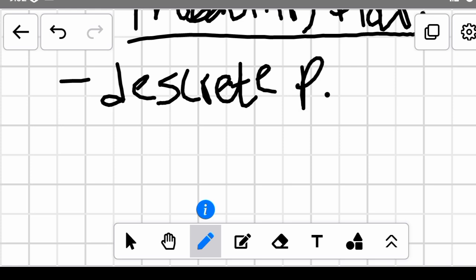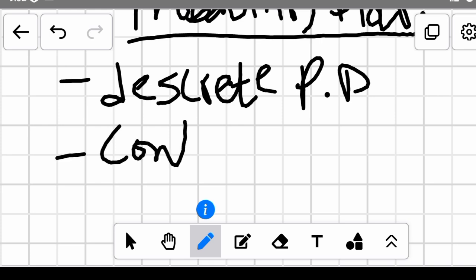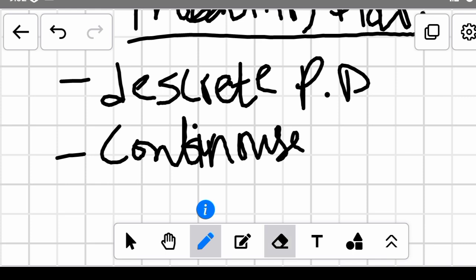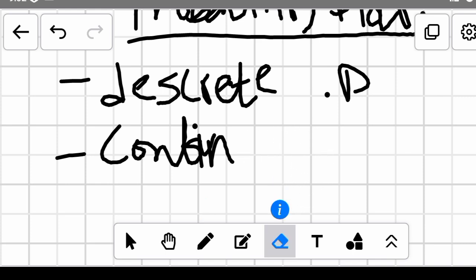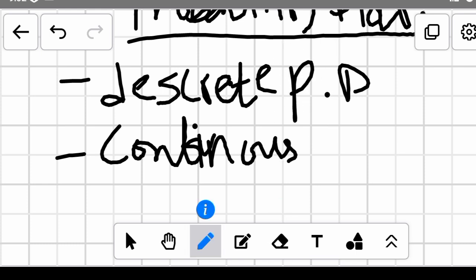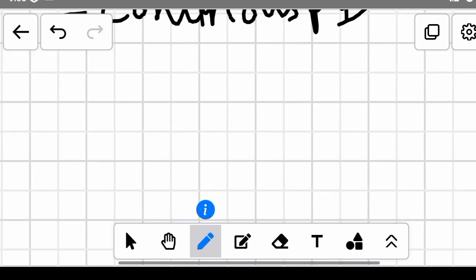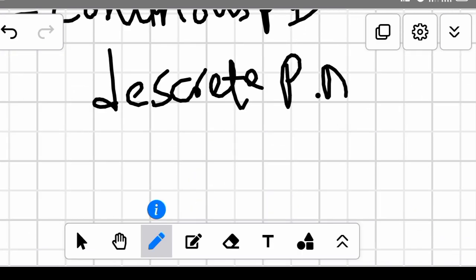I'll put that as P, the probability distribution. Then we have the continuous probability distribution. We're going to pick the discrete in this video. So what do we understand by discrete probability distribution? This has to do with events that are not continuous, that are discontinuous.